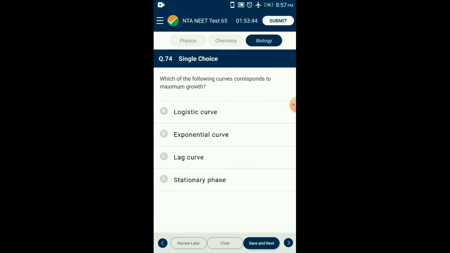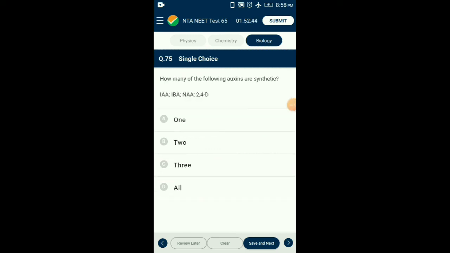Question number 74. Which of the following curves corresponds to maximum growth? Most living organisms under natural conditions show a sigmoid curve in which there is initial slow growth called lag phase, followed by log or exponential phase, and then a stationary phase is observed. So the answer is option A, logistic curve.